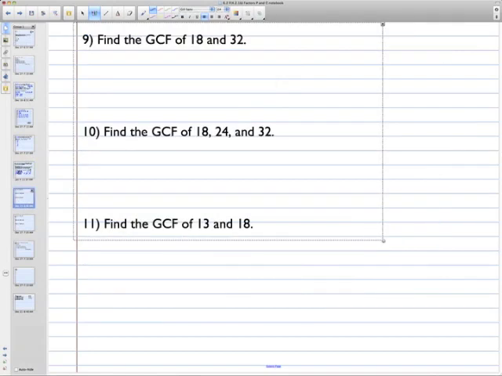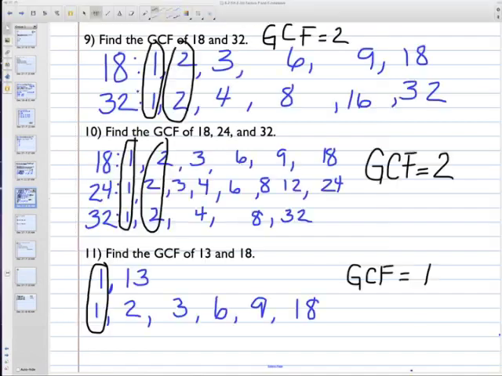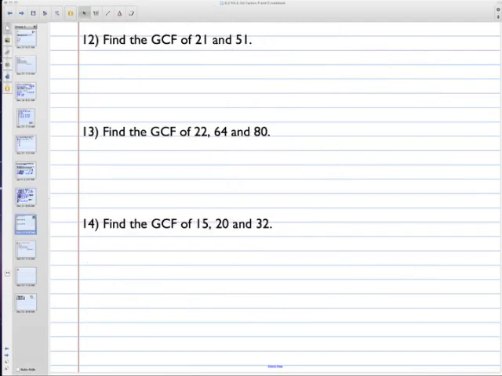Now it's your turn. Find the GCF of the combination of numbers below. Press play when you're ready to check your work. And don't forget to have that rules of divisibility sheet handy. We'll practice a few more problems. Again, find the GCF of the pair or set of numbers listed below, and when you're ready to check your work, press play. Don't forget to consult that divisibility rule chart.